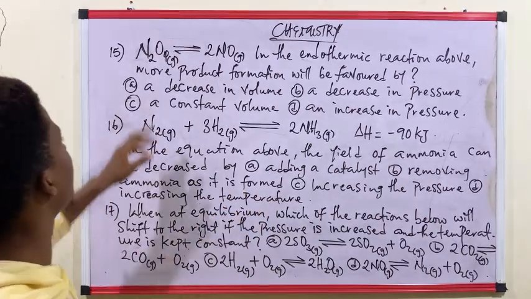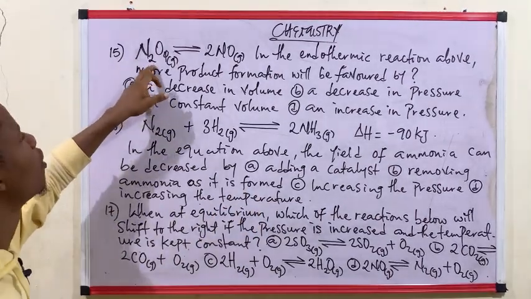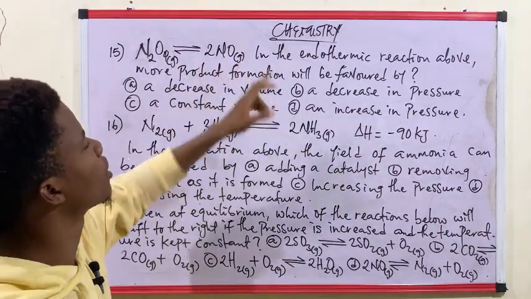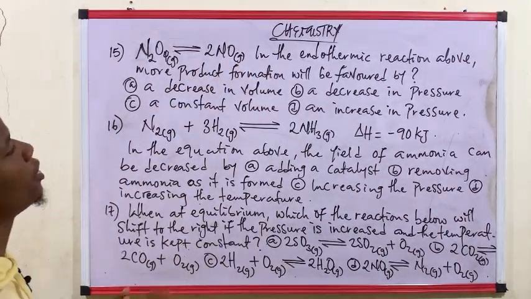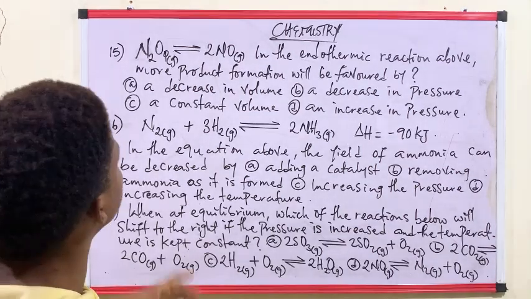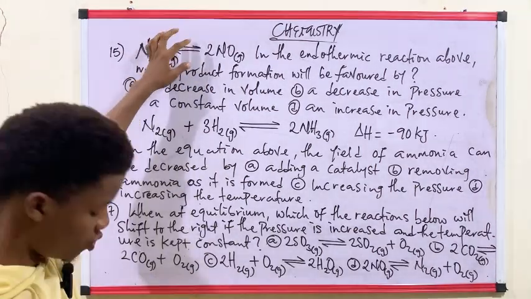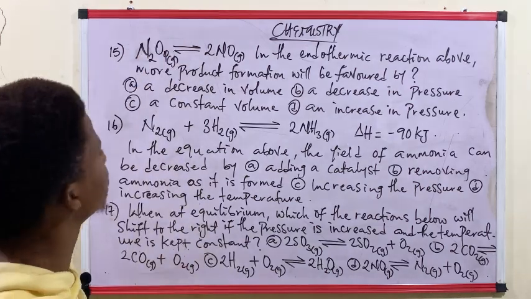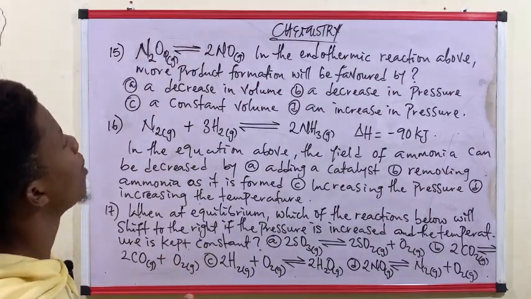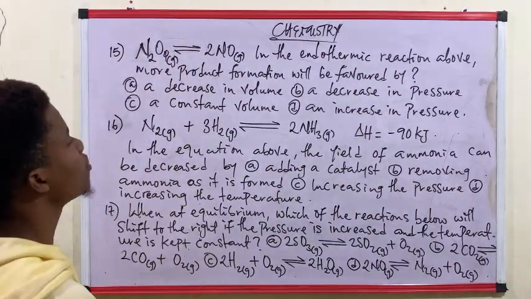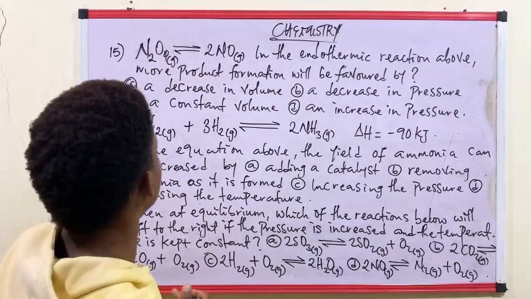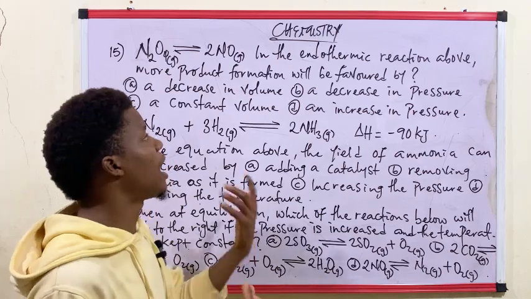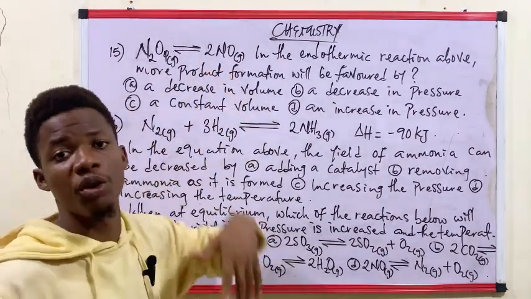Question 15, we have this N2O4 gas to give us 2NO2 gas. Now, in the endothermic reaction above, they are telling us that this reaction is endothermic. So in the endothermic reaction above, more product formation will be favored by, now more product formation, how can you increase the yield of the product?